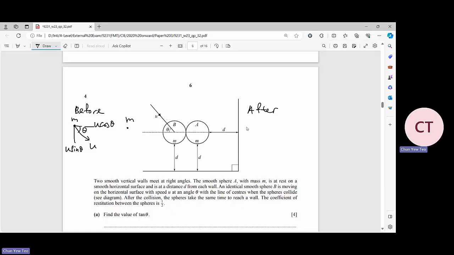After, you can still assume that B is moving this way as well. There is a VB, but this time the angle has changed to become alpha. You can also assume that B bounces back this way, and you can call this one alpha. Up to you. Over here, usually I will assume that the direction is still the same. It's just that they distorted the directions a bit.